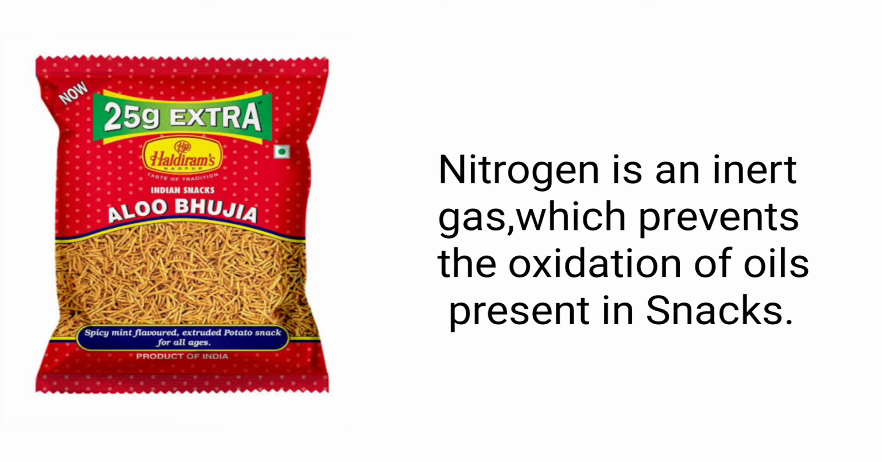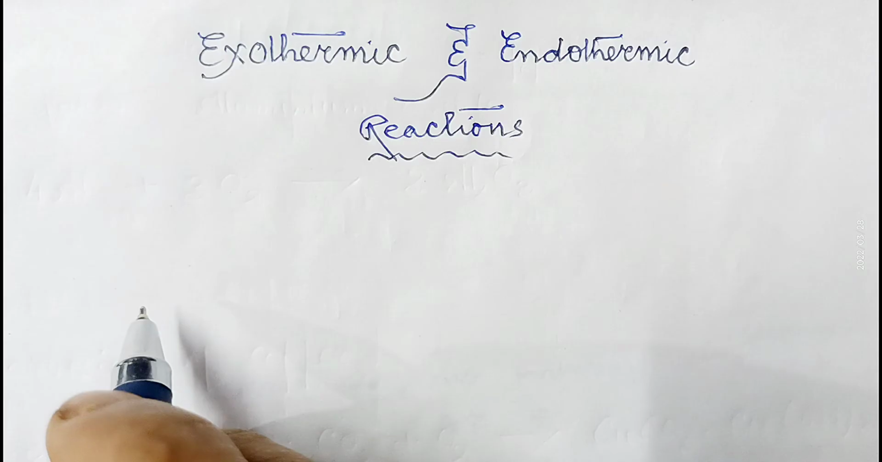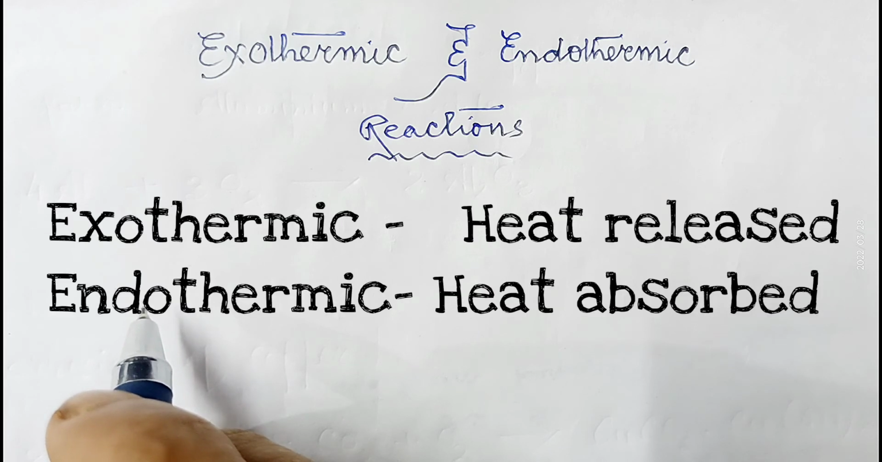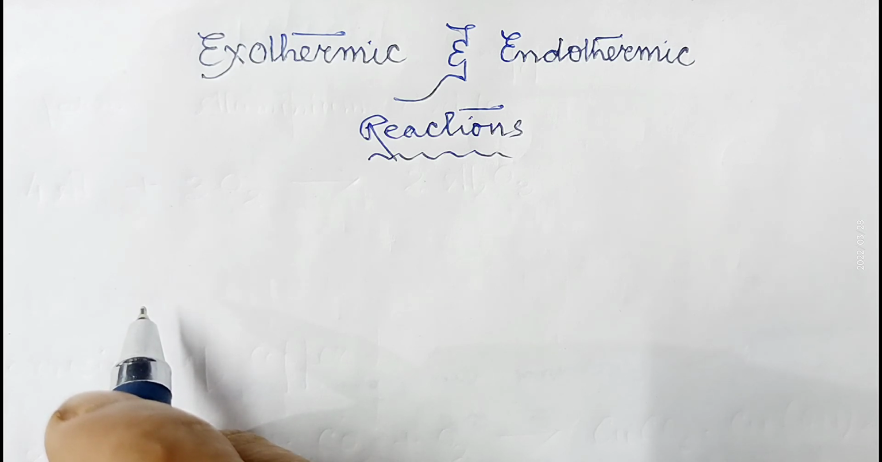I hope rancidity and corrosion, these terms are now clear. So dear students, already I have discussed combination reaction, decomposition reaction, displacement reaction, double displacement reaction, and oxidation and reduction reaction. Now students, sometimes it is seen that during a chemical reaction heat is released. Again, there are some reactions in which heat is absorbed. Based on that, we can classify the reactions into exothermic or endothermic.